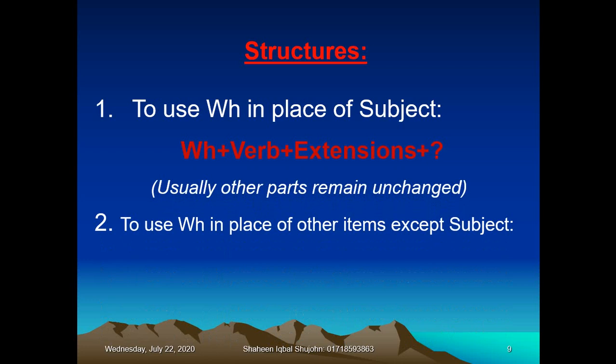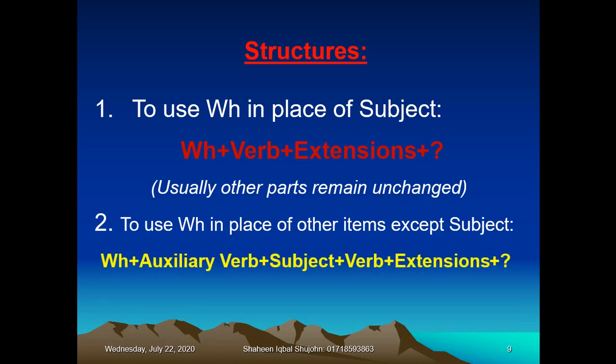If we want to use WH questions in place of other items or words except subject, then we have to follow this structure. That is to say, the interrogative sentence will begin with WH, then auxiliary verb according to tense, then subject, then other verbs, and then extensions and note of interrogation.